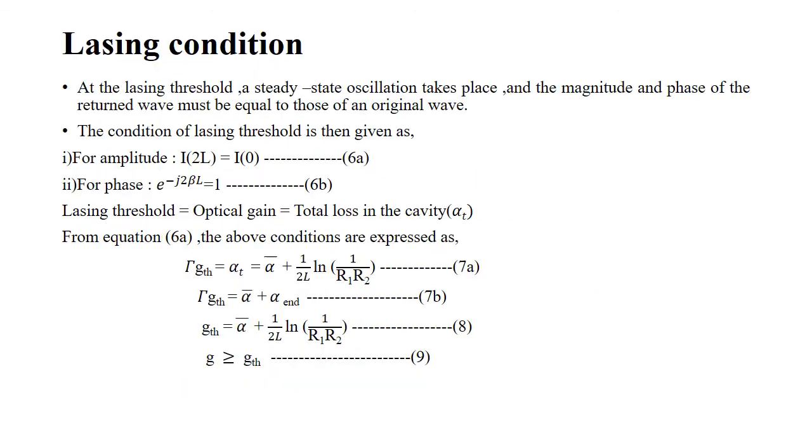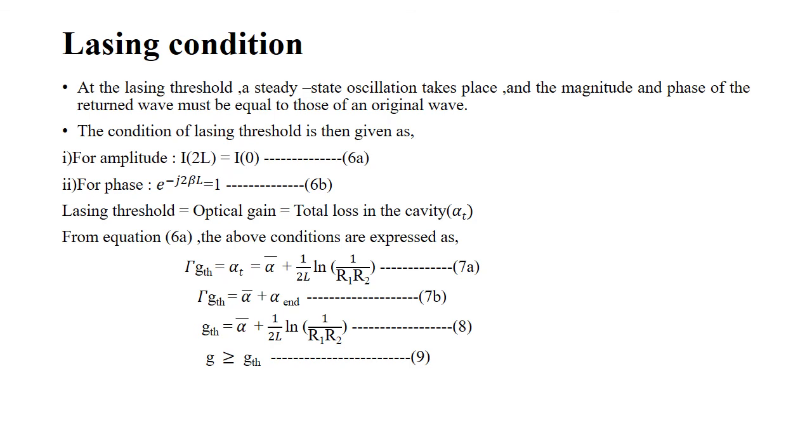Next one is lasing conditions. At the lasing threshold, a steady state oscillation takes place, and the magnitude and the phase of the return wave must be equal to those of the original wave. The condition of lasing threshold is, for amplitude, I of 2L is equal to I of 0, and for phase, e power minus j2 beta L equal to 1. At lasing threshold, the optical gain is equal to the total loss in the cavity, that is alpha t.